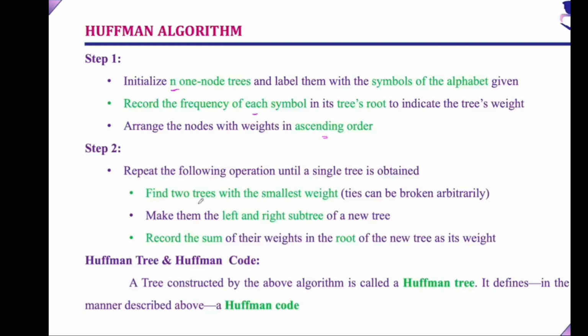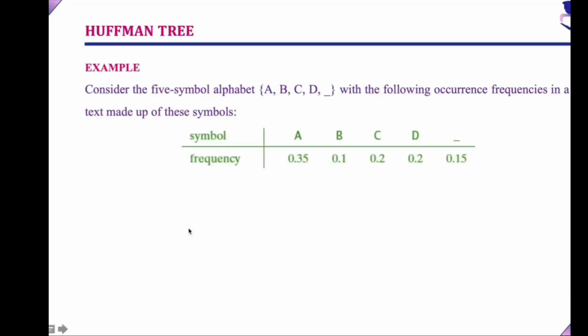That is, find two subtrees with the smallest weight, make them as a left and right subtree of a new tree, record the sum in the root. These steps you have to repeat until you will get a single tree. The tree constructed by the above algorithm is called Huffman tree, and the code created in this manner in Huffman tree is called Huffman code. Okay, so these steps we need to follow to solve this problem.